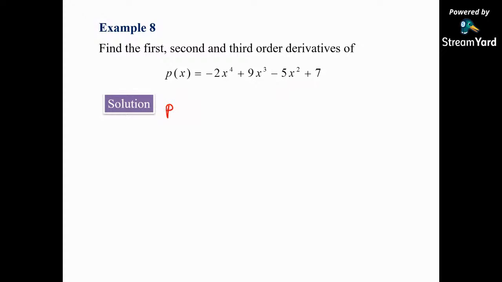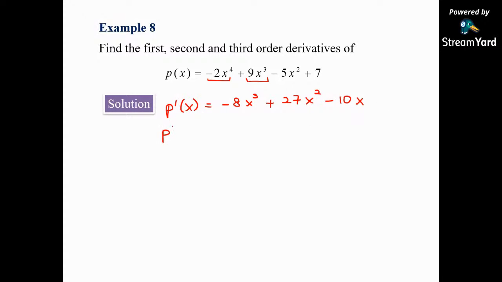So the first derivative will be p prime of x. Let us differentiate negative 2x to the power of 4 first. Bring the power down, so we get negative 8x cubed. Plus, differentiating 9x cubed, bring the power down, so this is 27x squared. Then we have 2 times negative 5, so this is negative 10x. Differentiating 7 becomes 0. So this is p prime.